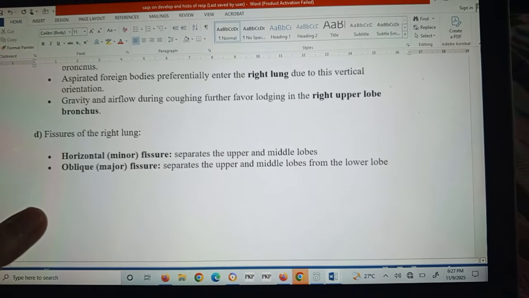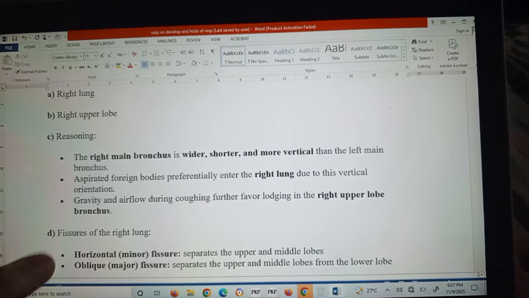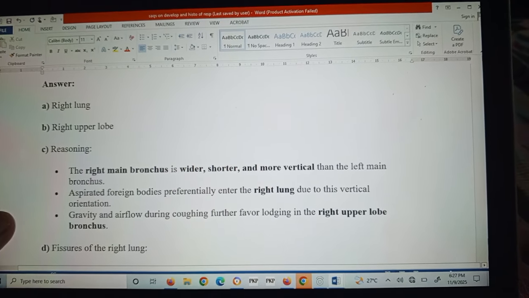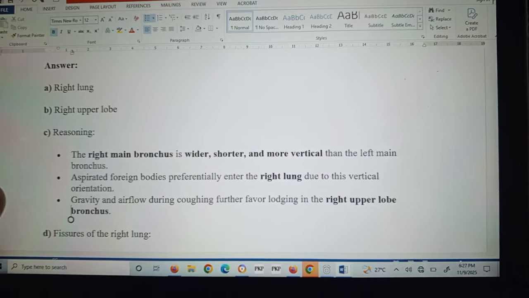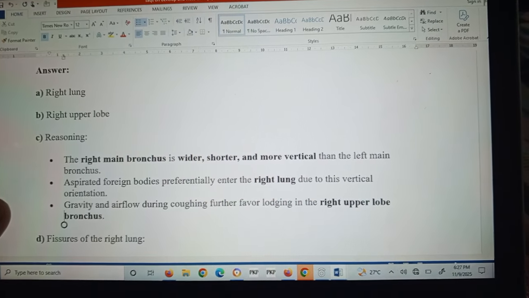Okay, now sometimes a trachea scenario is given to you in which you have to identify what the trachea is, and trachea histology questions are asked, in which you have to draw the diagram from the Difiore atlas.